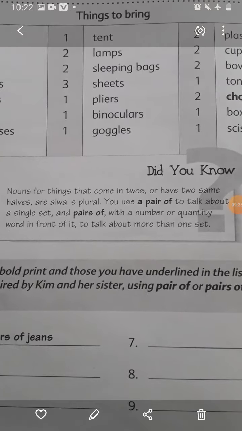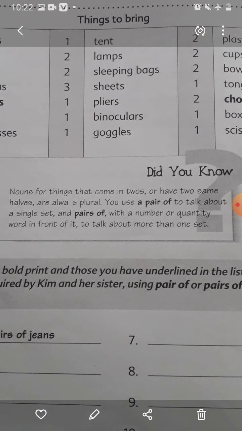Now, dear students, what you have to do over here? See, nouns for things that come in twos or have two same halves are always plural. To talk about a single set, we have to use a pair of, and pairs of with a number or quantity word in front of it to talk about more than one set. For example, if one set is there, then we have to use a pair of. If more than one set is there, then we have to use pairs of.